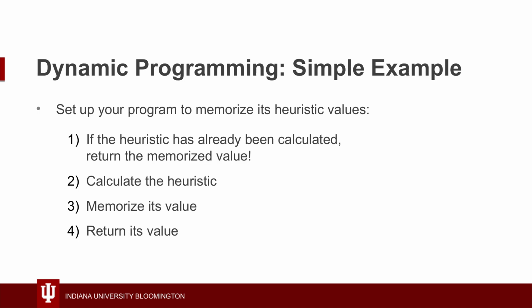A simple example of what you could do to implement dynamic programming here would be to set up your program to cache, or memorize, its heuristic values. Then you would modify your heuristic function to first check if the heuristic for the current hash has already been calculated, and return the memorized value if so. Otherwise, you would calculate it as usual and then add it to your dictionary of memorized values, and then finally return it.